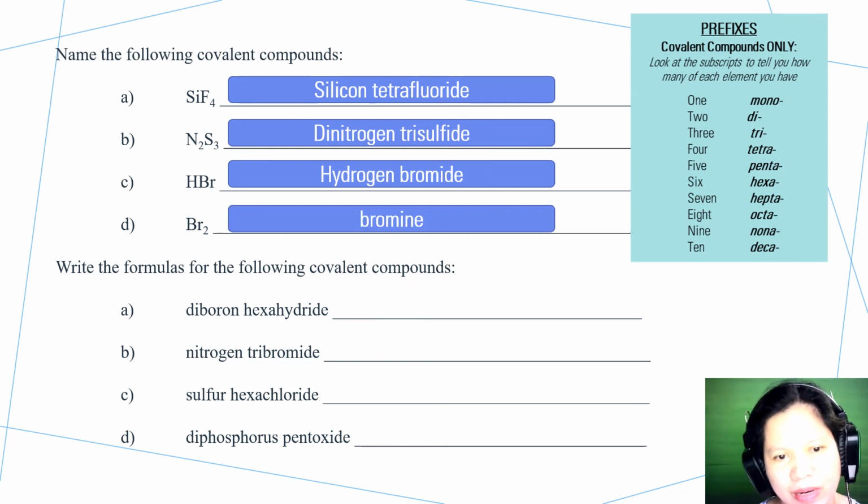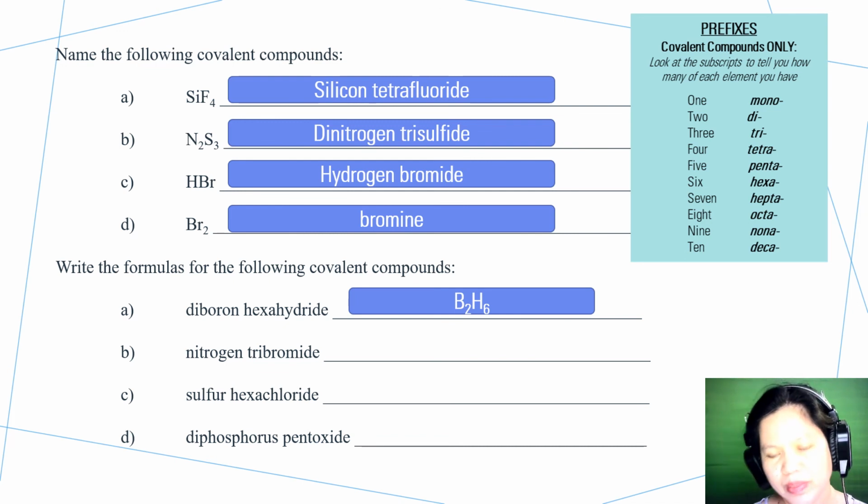The second example is, the given is the chemical name. This time, you'll be writing down the formula. So pag diboron, ibig sabihin, there will be two molecules of boron. What about hexahydride? Hexa means 6. So therefore, the formula will be B2H6 diboron hexahydride.